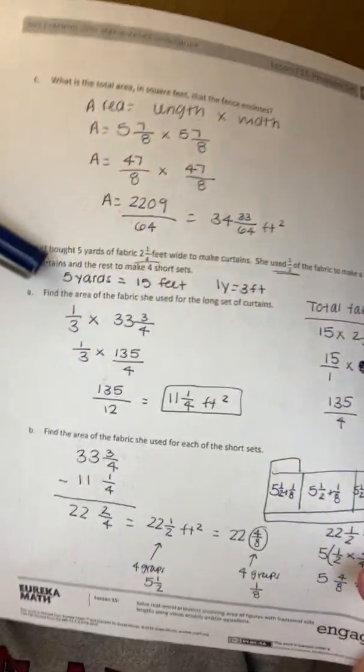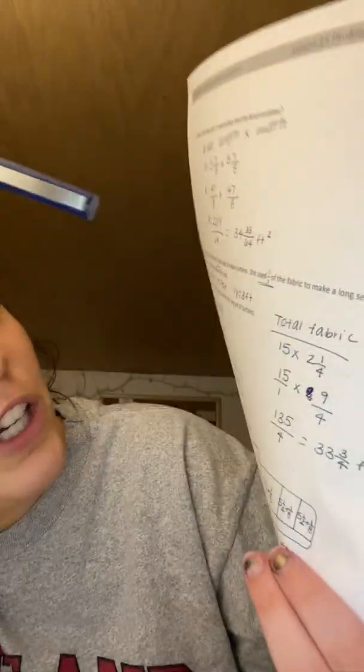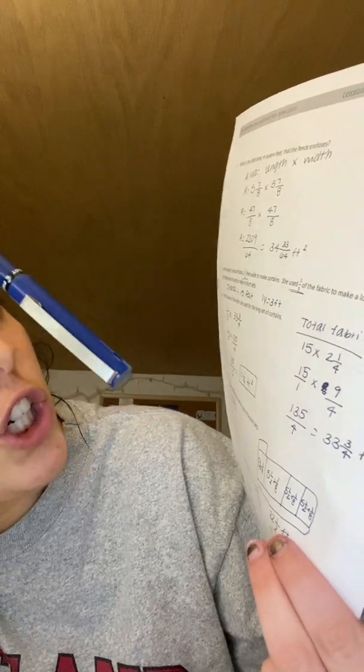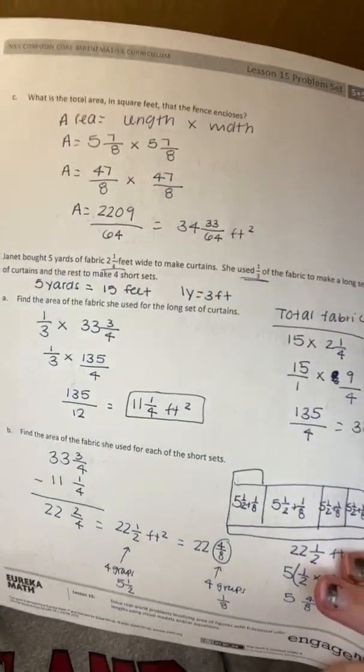Okay, so all I did was I took my 5 yards, and since I know that there's 3 feet in a yard, I multiplied that by 3. That's how I got my 15. So the first thing that I need to do was find the total fabric. So what I did was I took my 15 right here that I got from doing my conversion right here, and I just multiplied that by 2 1/4 because that's the number it gives me right here.